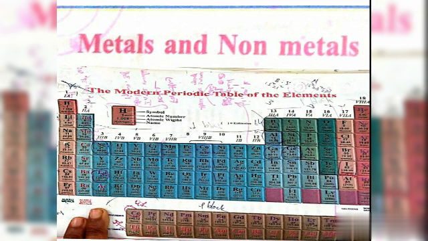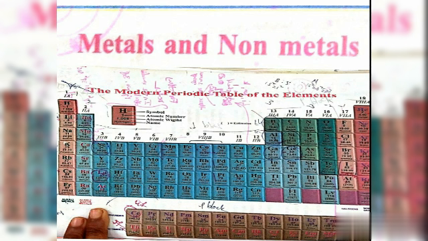Total 5 electrons are there, so then we can call this a non-metal. In the last shell, if 3 or fewer than 3 electrons are there in the outermost shell, that is called a metal. If 5 or more than 5 electrons are there in the outermost shell, it is considered a non-metal. So we may find some exceptions to this.